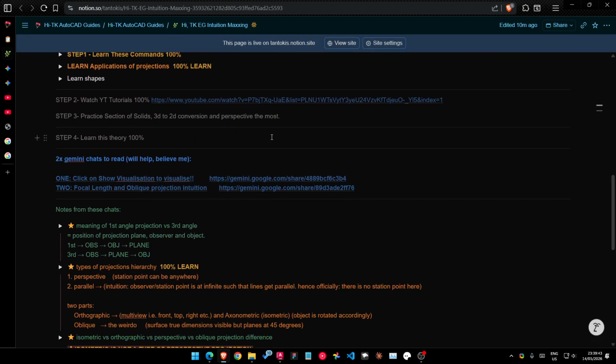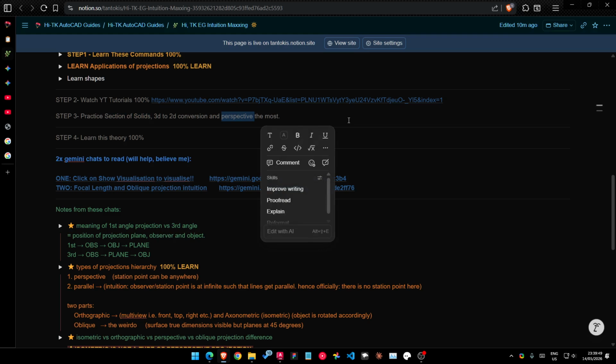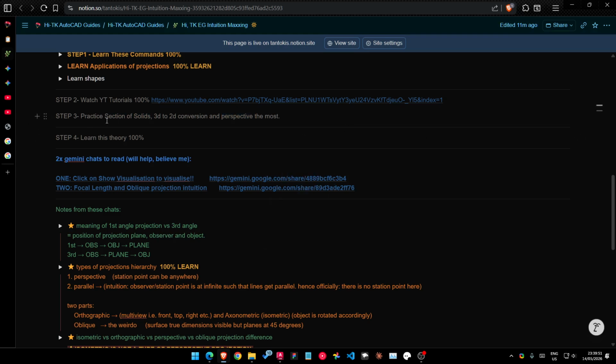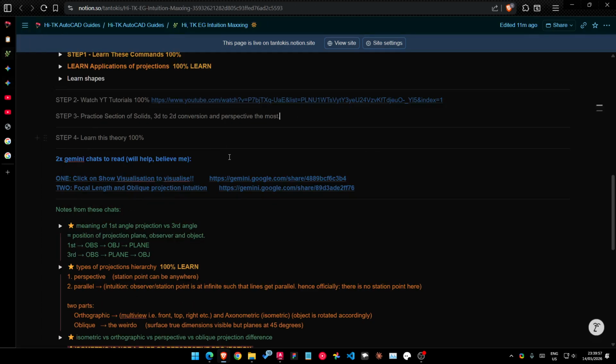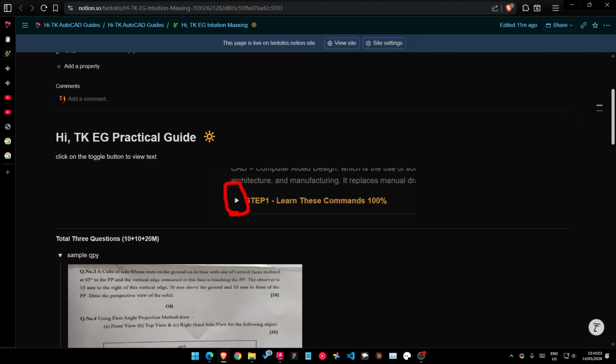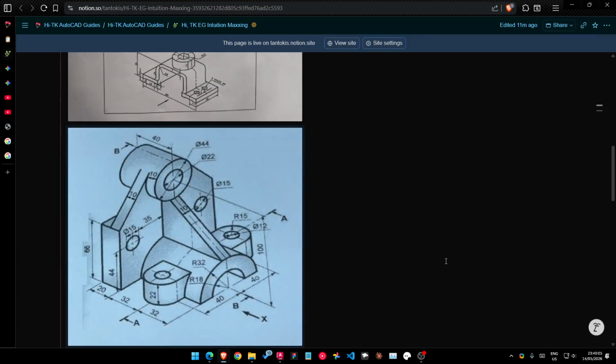The 4, I would say, important drawings are 3D to 2D, section of solids, and perspective projection. Please practice these 4. Three of them have videos, and for the 4th one, the perspective projection one, I skipped one, which is isometric. That's also important, the magnet that we made. This is isometric projection.